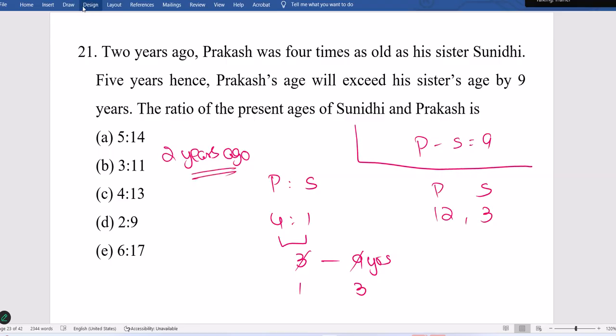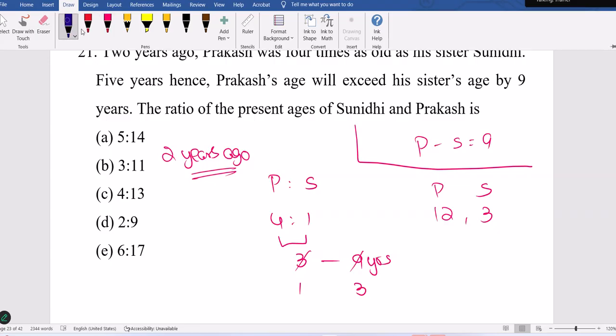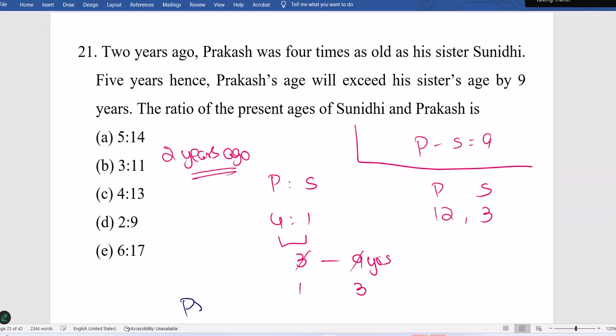Now the present age will be 14 and 5. Sunidhi and Prakash means 5 and 14. I am not doing any equation. We're just analyzing, pretty much similar to the previous question. Differences, present or future or past, will be the same between two people's ages.